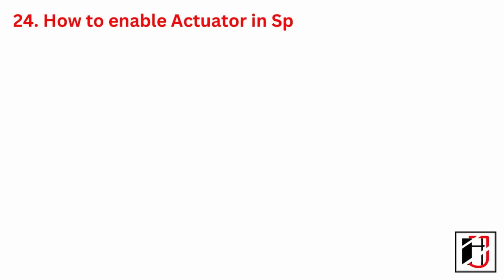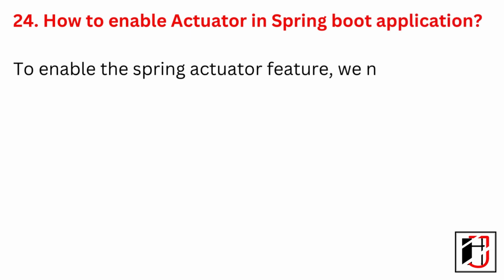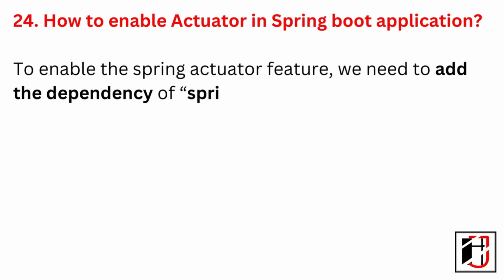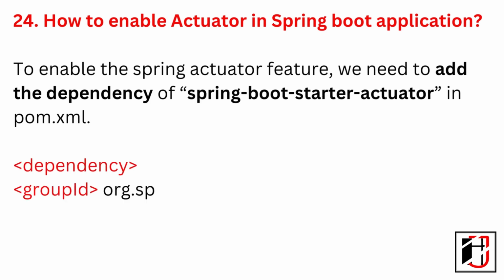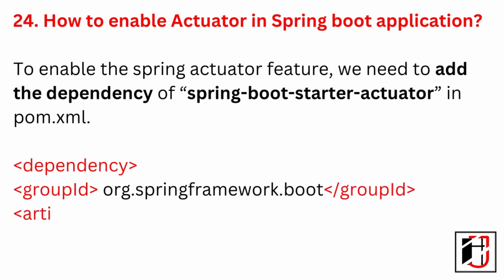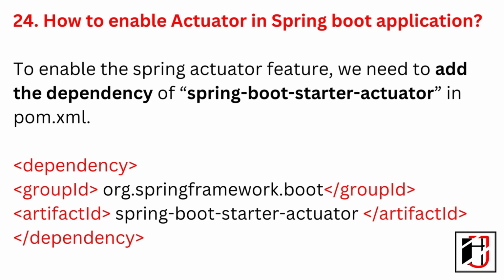How to enable actuator in Spring Boot application? To enable the Spring Actuator feature, we need to add the dependency of Spring Boot Starter Actuator in pom.xml. Like dependency, this is the group ID, org.springframework.boot, and spring-boot-starter-actuator is the artifact ID. You can use this.